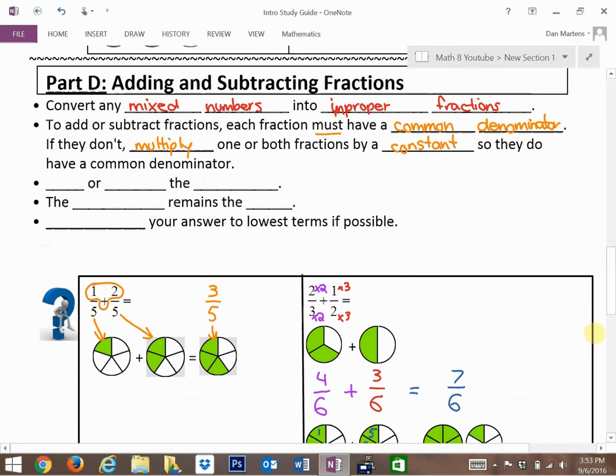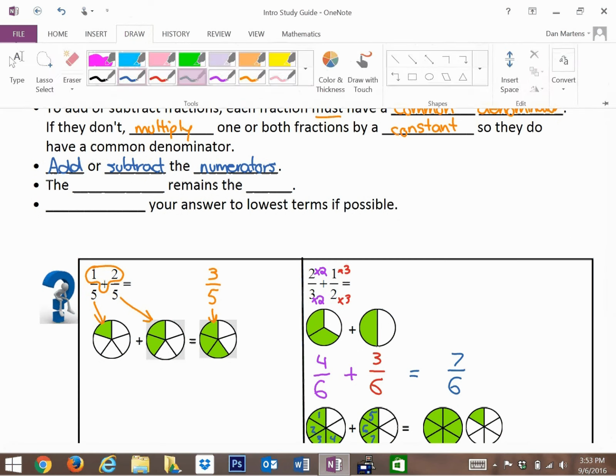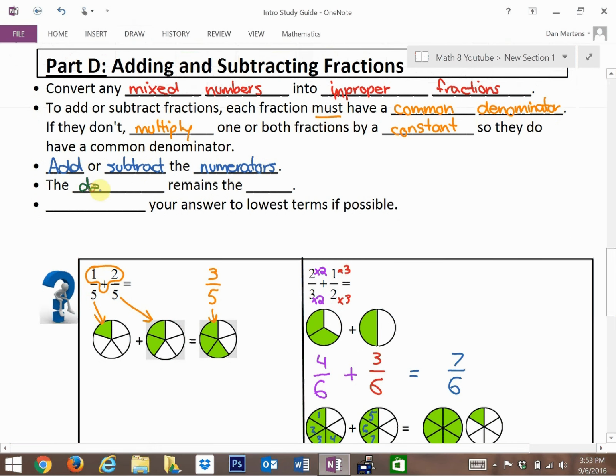Okay, so once you've done that, you've got a common denominator. The rest of this is decently straightforward. All you're going to do is add or subtract. So a common denominator is vital. You're going to add or subtract the numerators. Fourthly, the denominator remains the same.